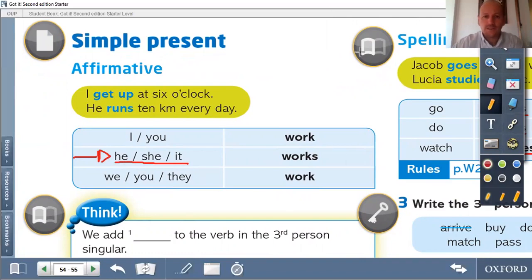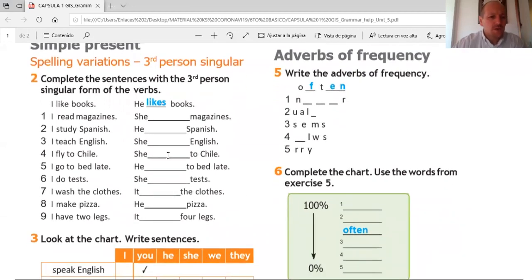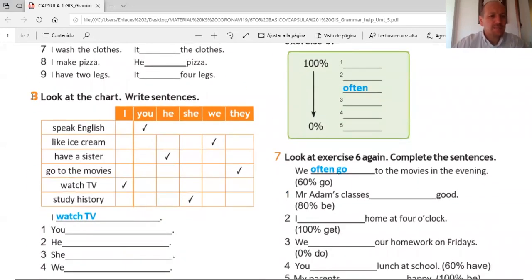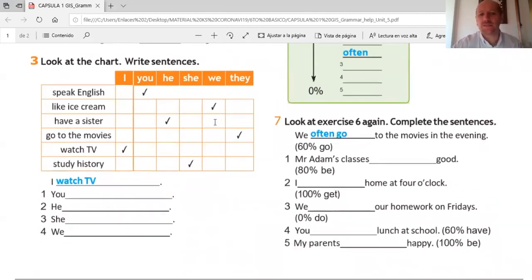¿Ok? Let's continue. Let's continue with the exercise of spelling variation. Okay. Then exercise number 3, it says, look at the chart, write sentence. Vamos a mirar este cuadro y escribir oraciones. Okay, first of all, we need to understand the chart. Primero que todo, necesitamos entender el cuadro.